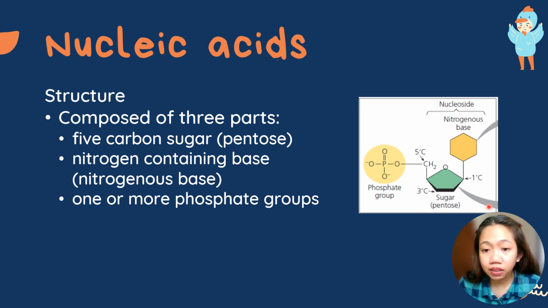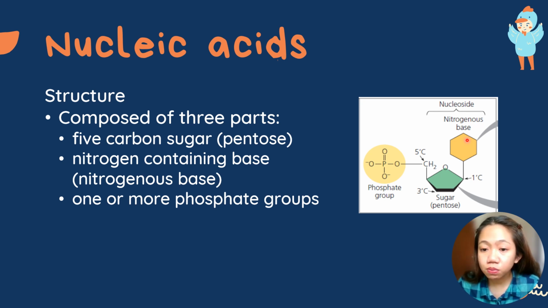If you take a look at this image, it breaks down the components of all nucleic acids. First, you need a 5-carbon sugar, which is pentose. This is standard. All nucleic acids will have pentose. They also have a phosphate group. That is also standard. But the difference would come in the form of the nitrogenous base.